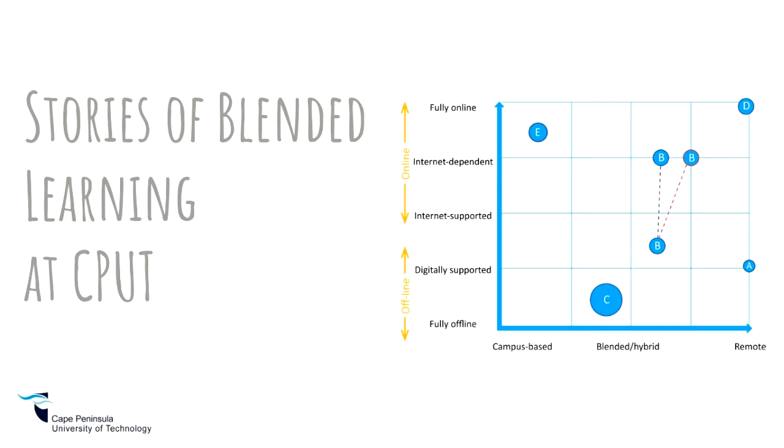So if you had to position yourself on this diagram, where do you think you are in your teaching? Which quadrant would you say you are? You can take the mic, or you can just type. Blended hybrid, okay. And can I talk? Yeah? Sure, please.